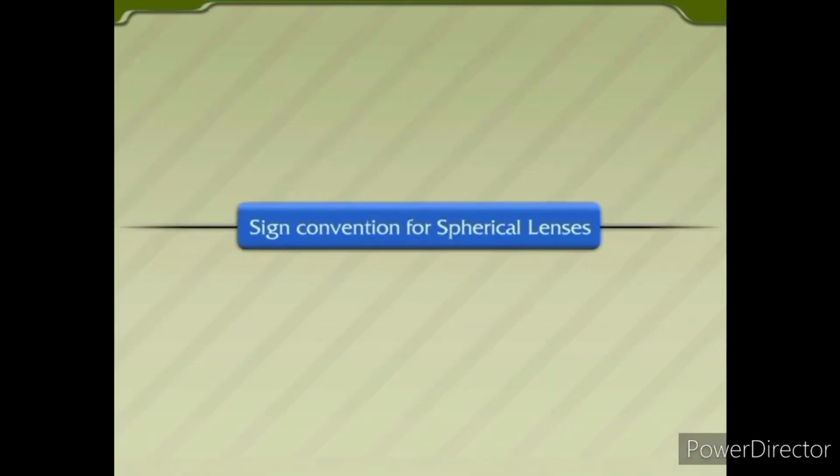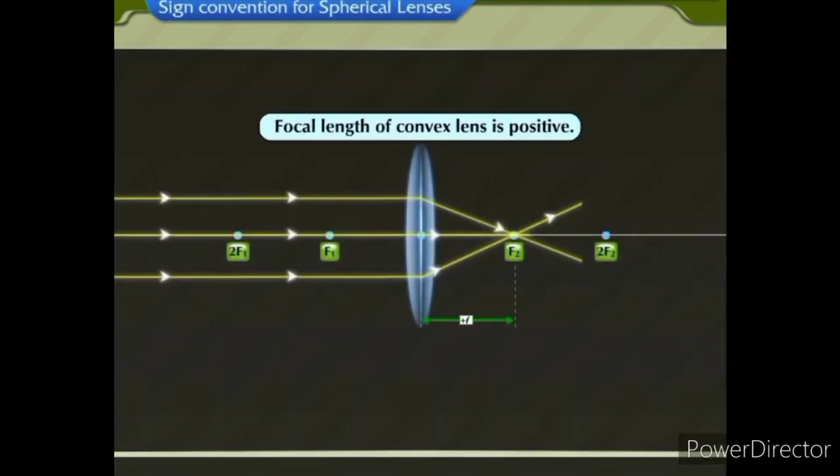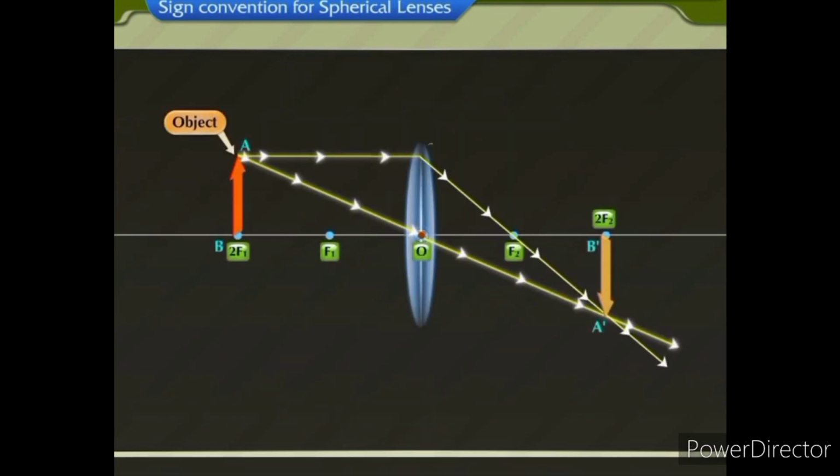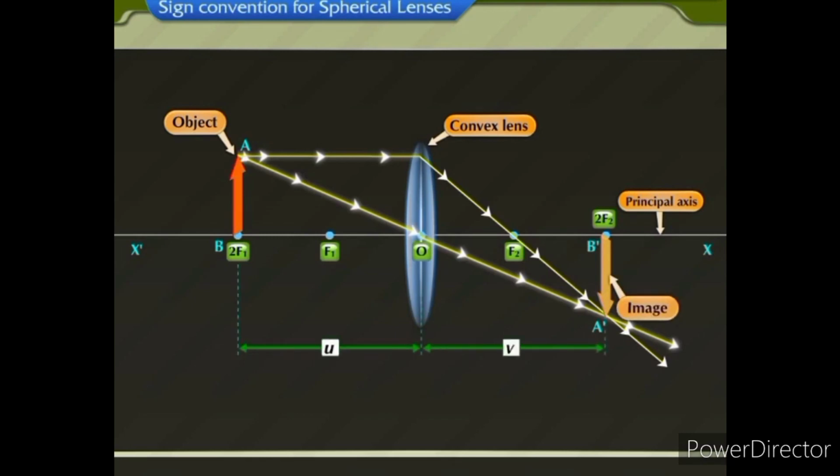Sign convention for spherical lenses. The focal length of a convex lens is positive and that of a concave lens is negative. The optical center of the lens is taken as the origin and the principal axis is taken as the x-axis. The sign conventions used for object distance u, image distance v, object height h and image height h' are the same as those used for spherical mirrors.